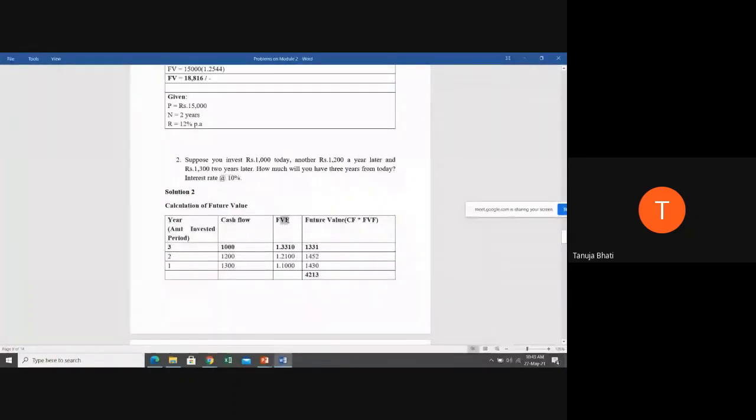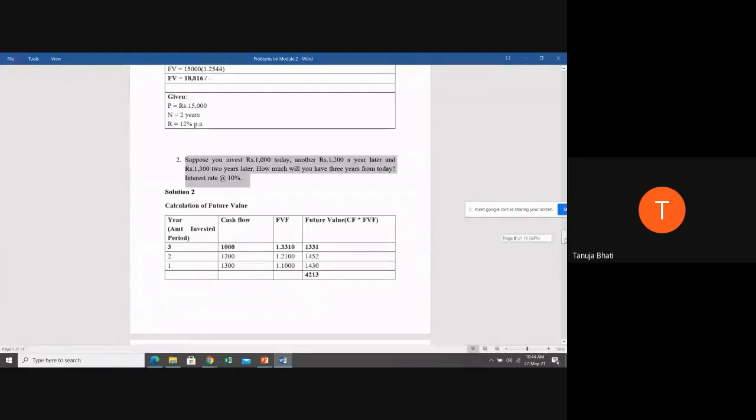But you must not take the annuity table, students. You must not see table number 2 because the cash flows are unequal, and here you are seeing them individually. So you have to see table number 1, take the factor, multiply the cash flow with the factor, and after multiplying individually for different years, then you take the total of it. This total will be your future value, which you will have at the end of 3 years from today. So is this problem number 2 clear?